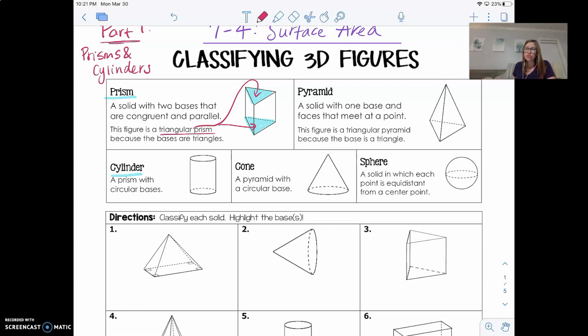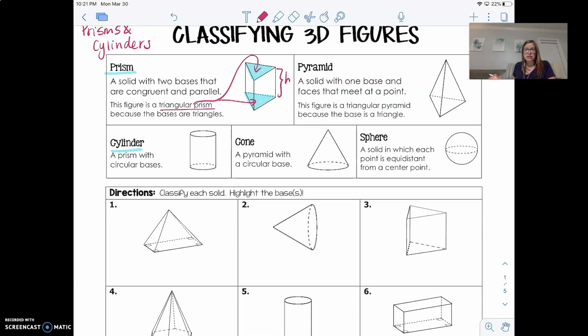One other important thing you should know is that the height of this prism, of any prism, is always the distance between the bases. So this would be the height of the prism. We'll come back to that more later. It's very, very important.